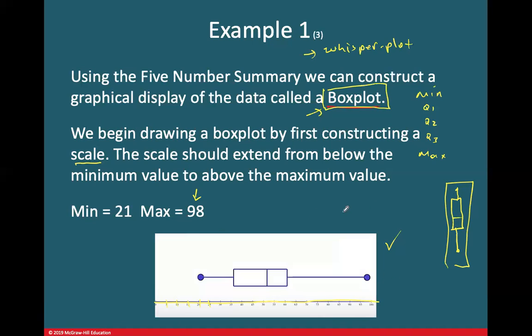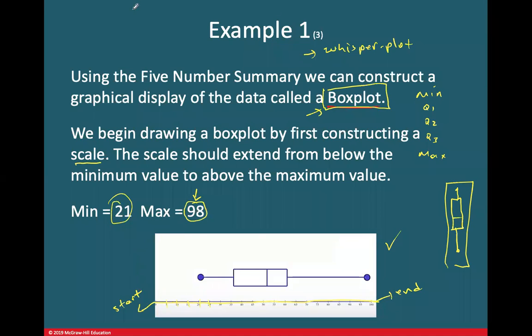It's not acceptable. And the minimum value is 21, so I can choose the scaling even from 15. I can start from 15. Now, it starts from 0. I think it's a good idea. From 0 to 100 is a good scaling. So first of all, we decide the scale: what should be the starting point and what should be the ending point. Minimum 21, maximum 98. You can choose 15 to 100, but it is better to choose 0 to 100.